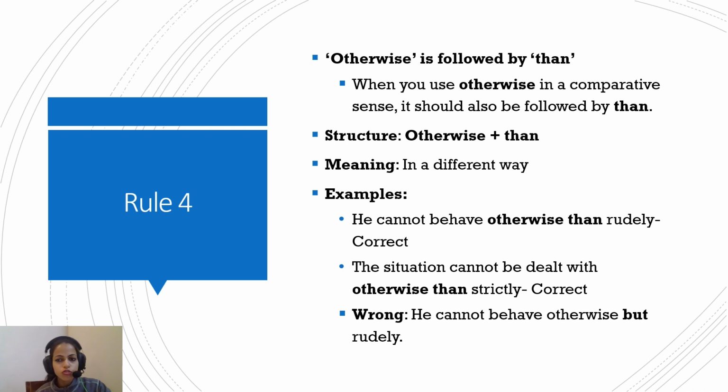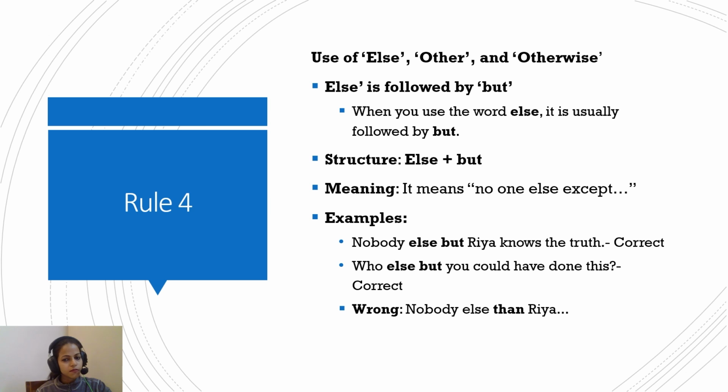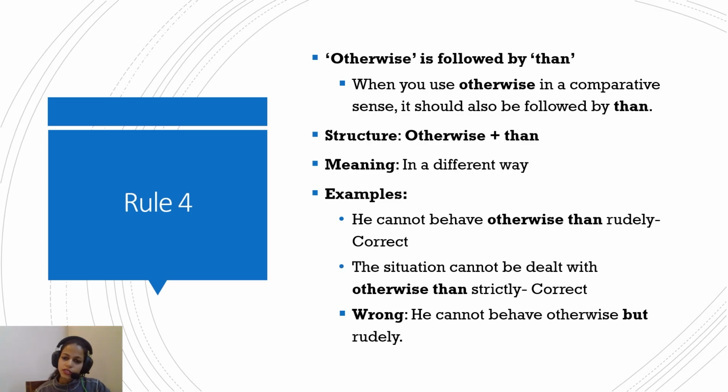Similarly, otherwise is also followed by than. So in, he cannot behave otherwise than rudely, that means that the only way he can behave is rudely. It is showing that there is no different way. There is no other way. The situation cannot be dealt with otherwise than strictly. So the only way to deal with the situation is strictly. So saying he cannot behave otherwise but rudely would be wrong. Otherwise than. Other than. Else but. Okay, so just three things you have to remember in this rule. Else followed by but, other followed by than, otherwise followed by than.